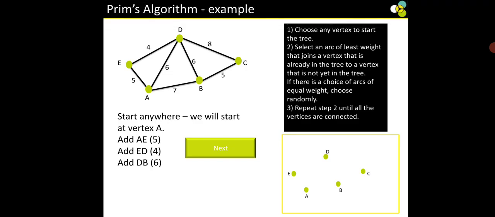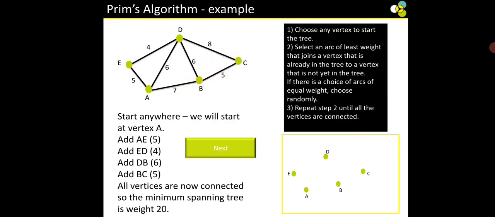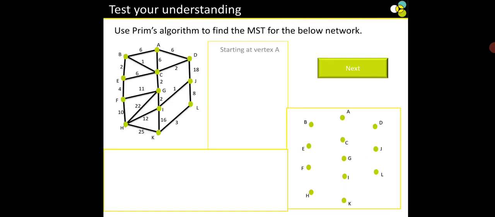Next we are adding, after D to B, B to C. After that, all vertices are now connected with each other. So the minimum spanning tree of this is 20. Already in Kruskal's algorithm we also produced the minimum spanning tree as 20, right? So this is an example for Prim's algorithm.